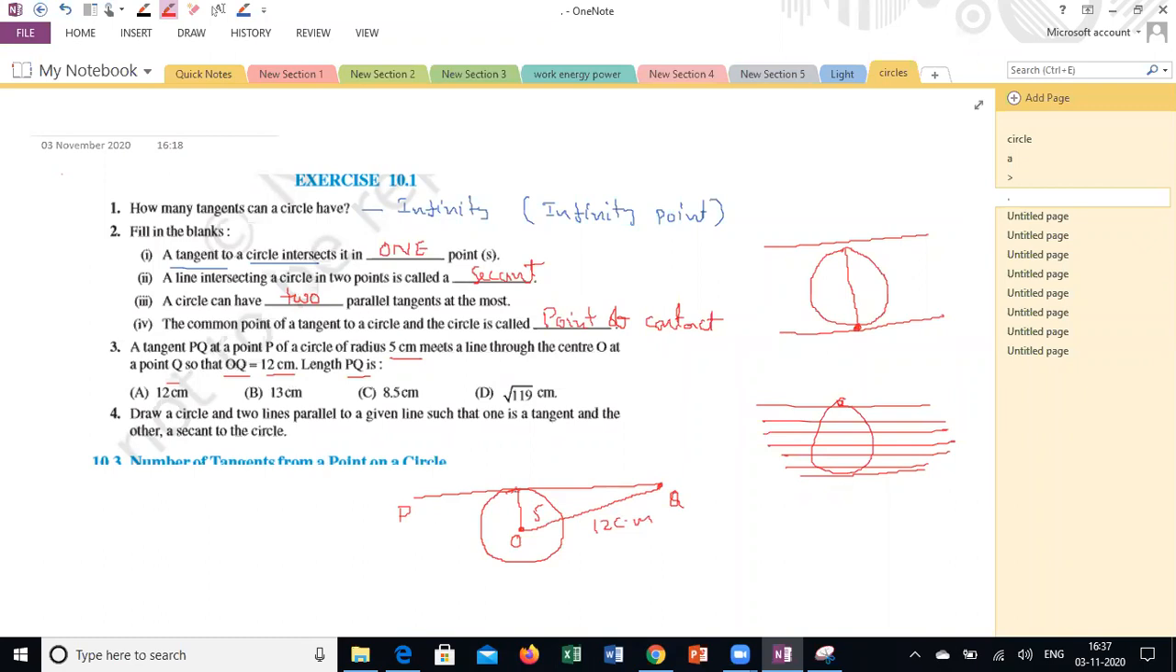I think this point of contact is P. A tangent PQ at point P. So he draws the tangent at point P and extends that line. The tangent is PQ, and he joined the center to Q. So according to the theorem, OP is perpendicular to PQ. If I take only the respective diagram, triangle OPQ.